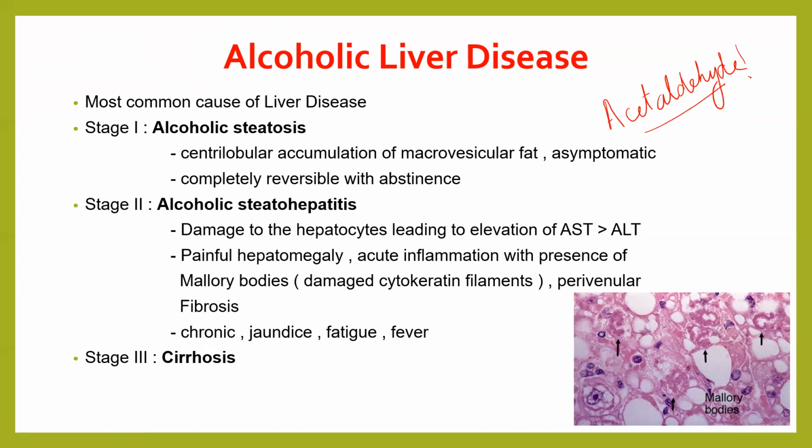But the second stage is the most long and chronic. In this stage, we have continual damage to the hepatocytes, and that is why we see an elevation of AST and ALT. And we have painful hepatomegaly, acute inflammation with the presence of Mallory bodies. In this picture right here, you can see Mallory bodies. They're nothing but a collection of damaged cytokeratin filaments. We also see perivenular fibrosis and jaundice, fatigue, fever.